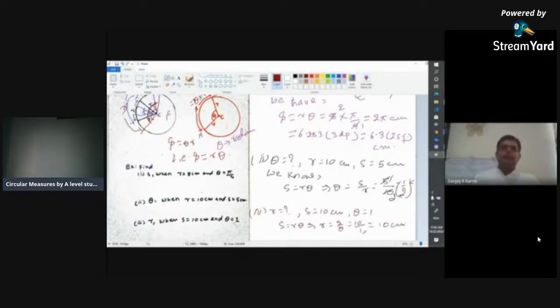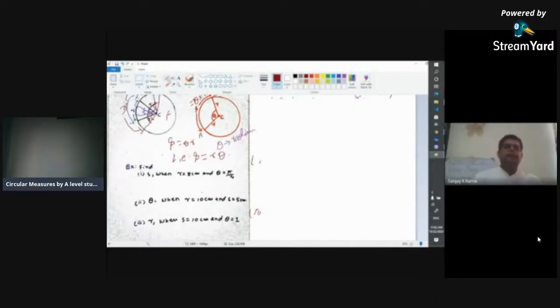What if it is given like this? For example, you are given to find r. I'm just making some extension to this question. For example, r equals what when s is 20 centimeter and theta is 60 degrees.